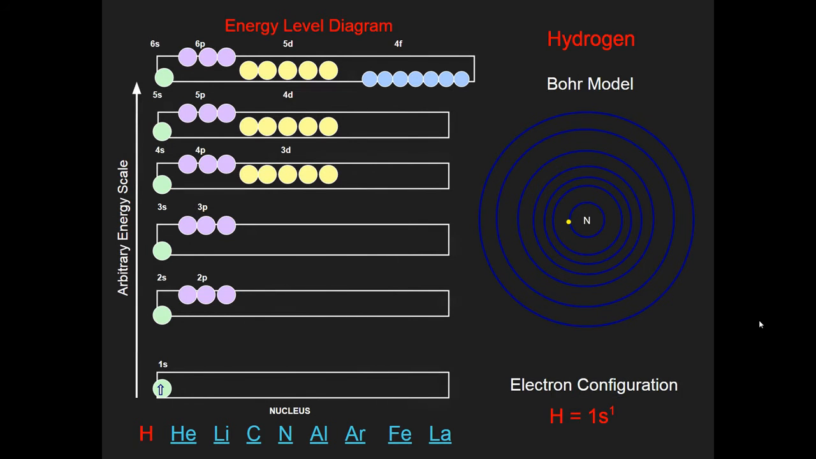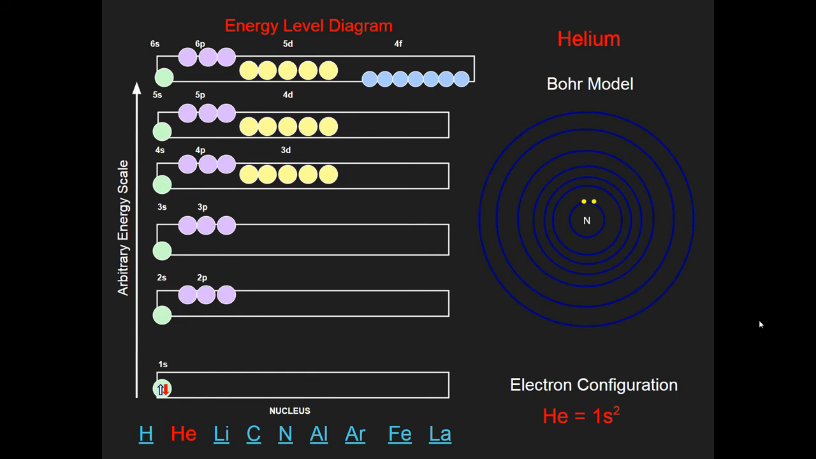Hydrogen has one electron, and according to the Aufbau principle, we want to start on the lowest energy possible, and that would be the 1s orbital closest to the nucleus. In the Bohr model on the right, you can obviously see the exact same thing. We're just starting at the first energy level closest to the nucleus, and one electron goes in it. Okay, now going to helium. Helium has two electrons, and that first energy level can hold two electrons. But notice, according to our arbitrary energy scale, that they have to be moving in opposite directions. That's the Pauli exclusion principle.